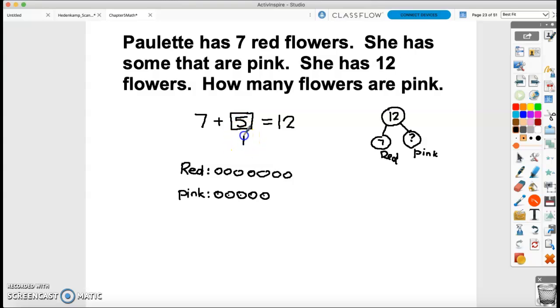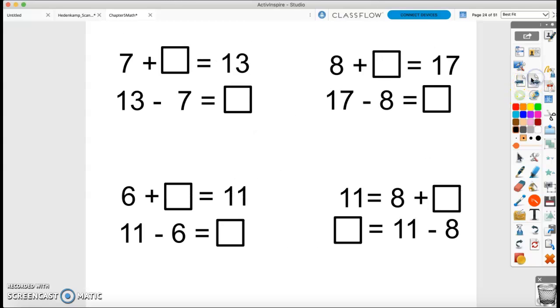So 5 was our unknown number. So how many flowers are pink? 5 flowers. And remember, I need to answer the question also. So 5 flowers are pink. And that would answer the question. Let's go to the next one.